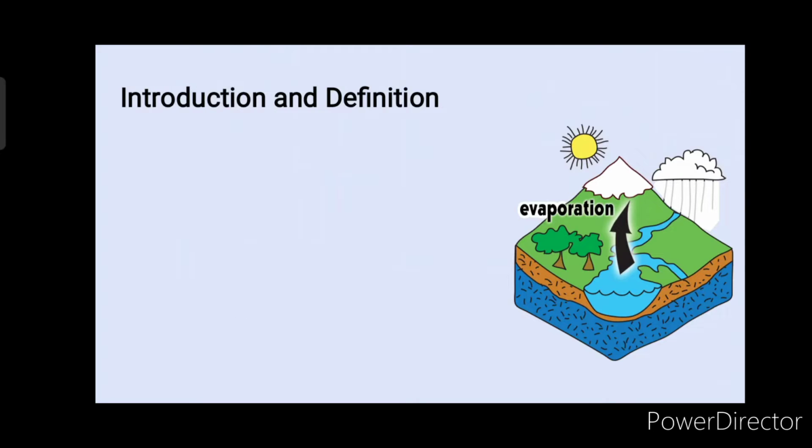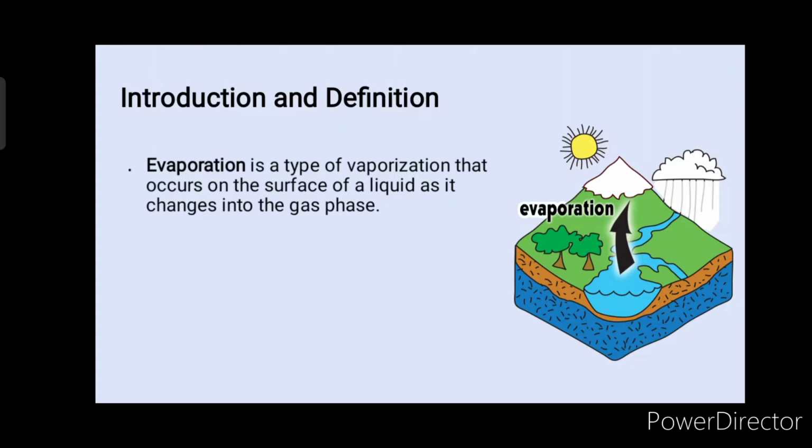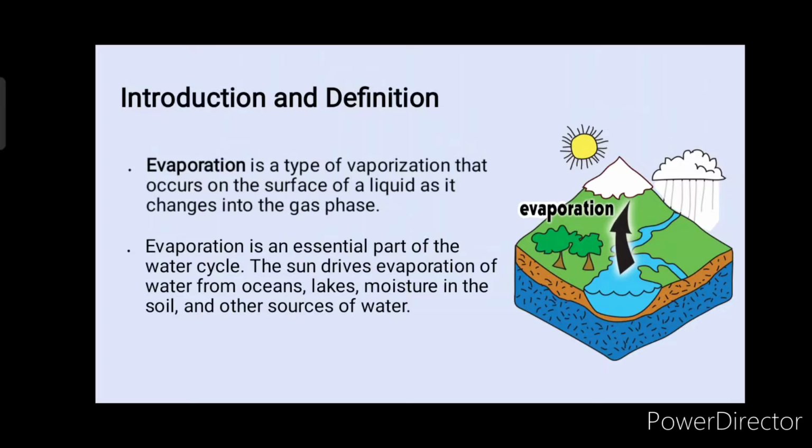What is evaporation? Evaporation is a type of vaporization that occurs on the surface of a liquid as it changes into the gas phase. Evaporation is one of the three main steps in the global water cycle. It is an important or essential part of the water cycle. The sun drives evaporation of water from oceans, lakes, moisture in the soil, and other sources of water.